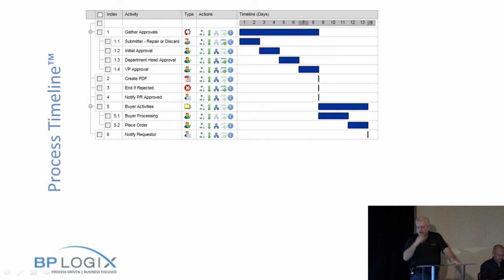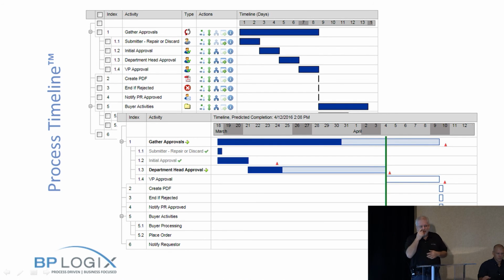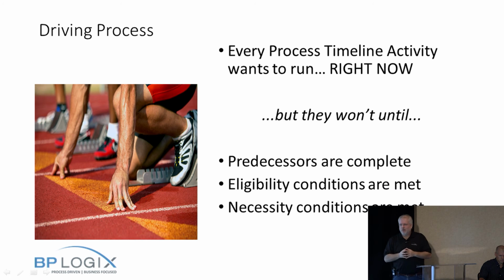Last time I presented, two years ago, we talked about process timeline. This is what a process timeline, planned versus actual running process, looks like. We're going to talk about it more in a minute, but as you can see, it is not a BPMN style, not a traditional flowchart or Visio style way to model processes. We're going to find out why that's good right now.